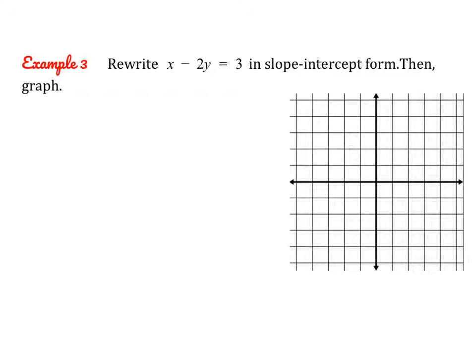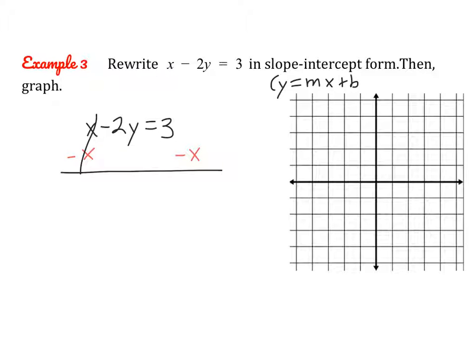Okay, this last example is a challenge problem, so we're going to give it a try. So we have x minus 2y equals 3. Remember, our goal is to isolate y, so it's in slope-intercept form, so it's easy for us to graph. Just like the last problem, I'm going to start by moving my x term. I'm going to subtract 1x from both sides. These cancel out, and I'm left with negative 2 times y equals negative x plus 3.